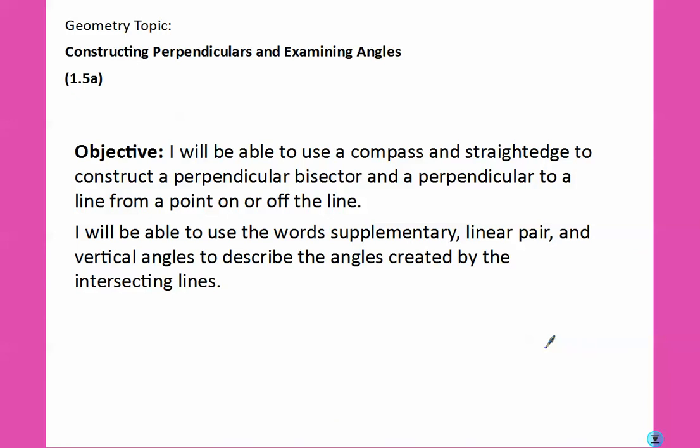All right, today we're going to be constructing perpendiculars and examining angles. For our objectives, we will be able to use a compass and a straight edge to construct a perpendicular bisector and a perpendicular to a line from a point on or off the line. We will also be able to use the words supplementary, linear pair, and vertical angles to describe the angles created by the intersecting lines.